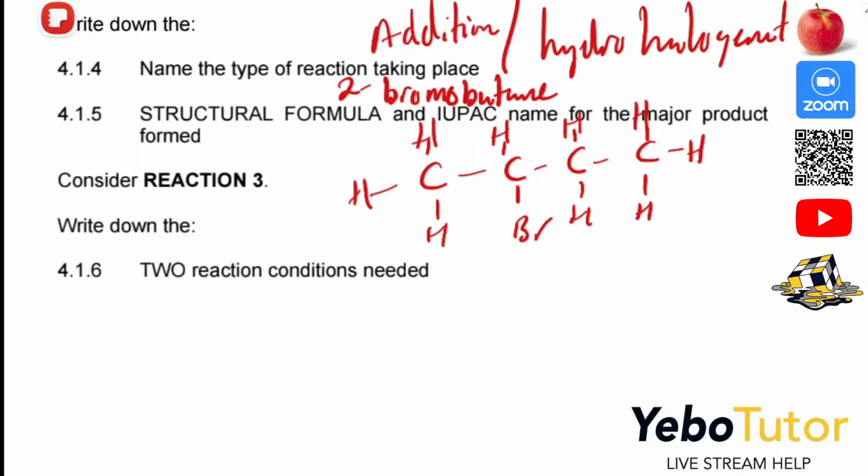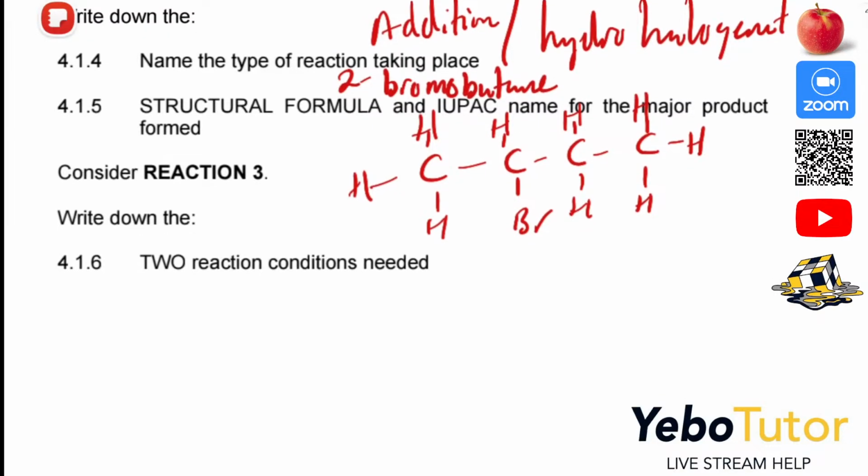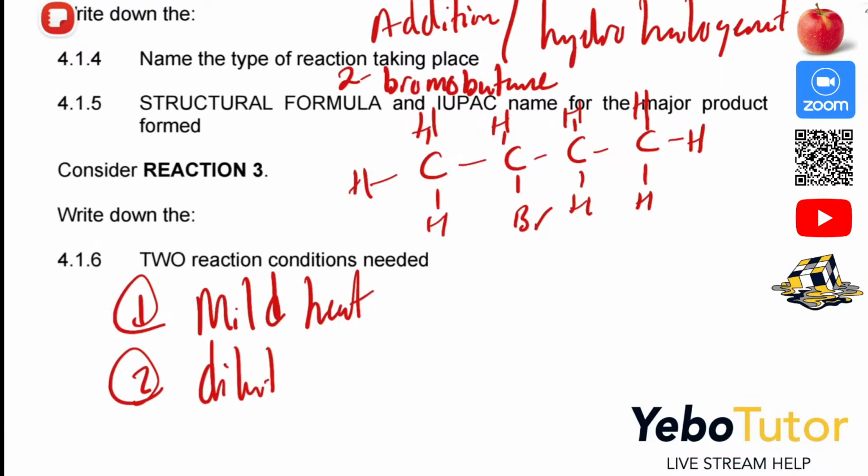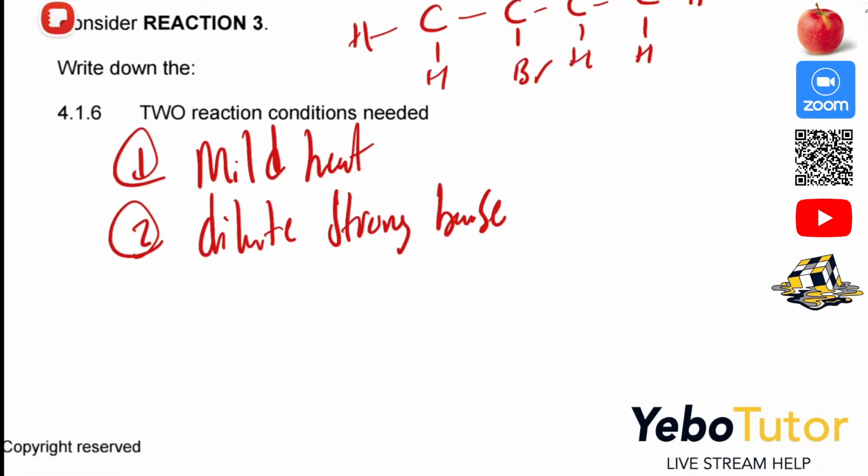Now write down the 2 reaction conditions that are needed, guys. Definitely the first one, for this process to go properly, we need mild heat, right? The number 2, of course, we need a dilute strong base. Those are the 2 things which are needed there, and they are very, very important and very, very vital.